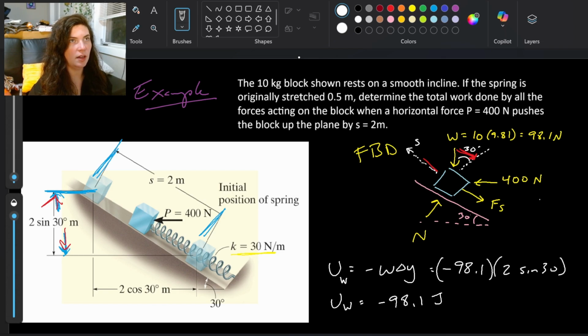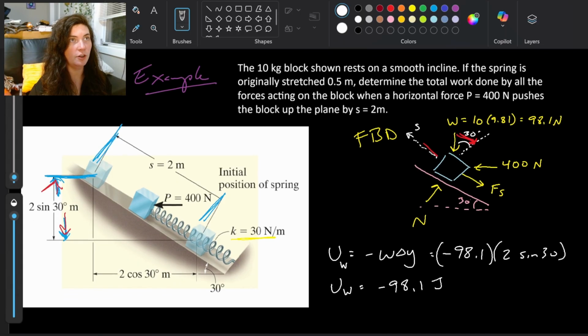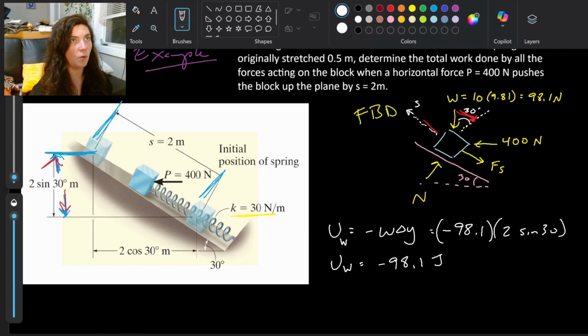So I'm going to keep coming down. The next one I see is that 400 Newton force. So I'm going to say the work done by the applied force, I'll just call it P. Applied force P, that 400 Newton force, it's a constant force, so it's just going to be our F cosine theta times delta S relationship.